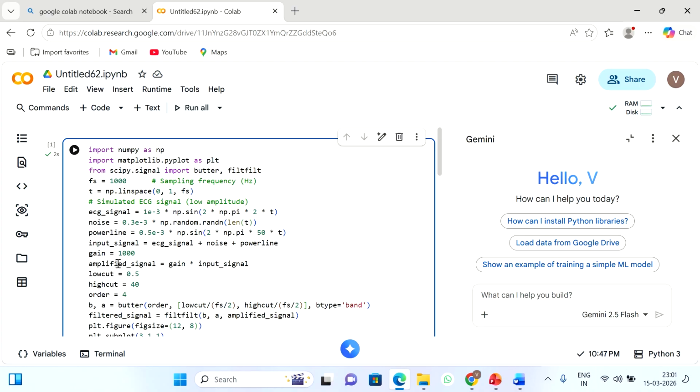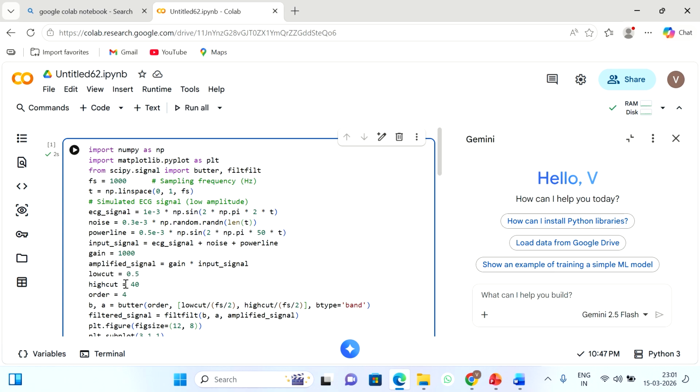For example, suppose 0.001. So it is in millivolt. After amplification, if it is multiplied by 1000, we will get 1 volt. So in this way, the millivolt range is converted into 1 volt. So this simulates the instrumentation amplifier. Then low cut is equal to 0.5. So this sets the lower cutoff frequency to 0.5. Frequencies below 0.5 will be reduced, that is removed, and this helps remove very low baseline drift.